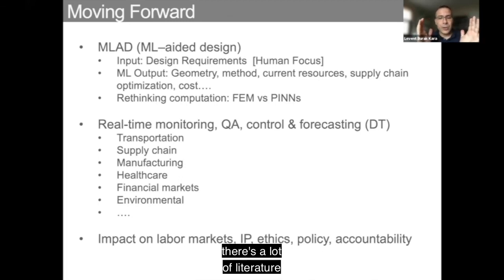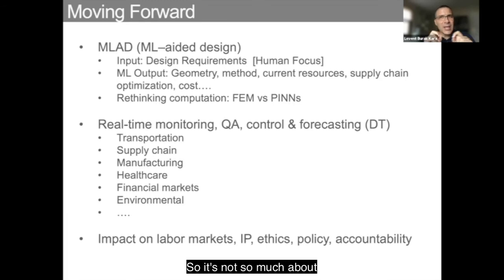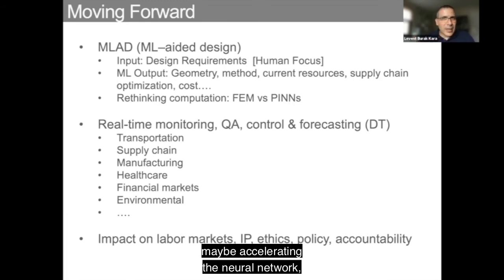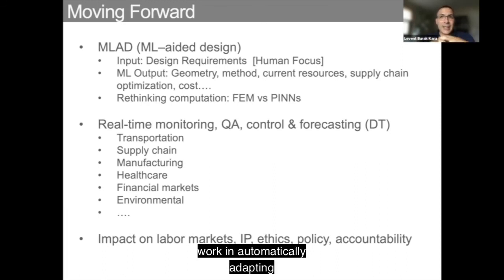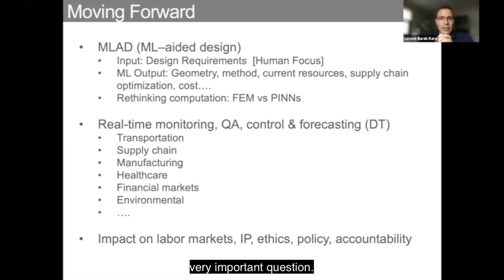I can say that there's a lot of literature currently that shows how to choose your training data intelligently. So it's not so much about accelerating the neural network training time, but really picking the right data to train your system on. There's a lot of work in automatically adapting the choice of your training data based on the past data that you have and internal validation systems that you're running with your model. But yes, that's a very relevant, very important question, and there's a lot of work that goes into that field.